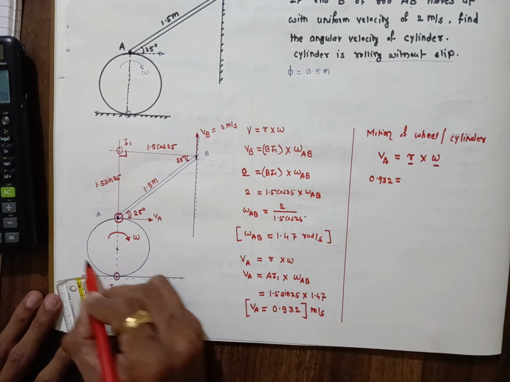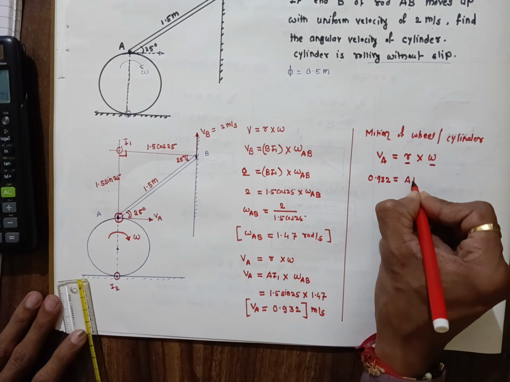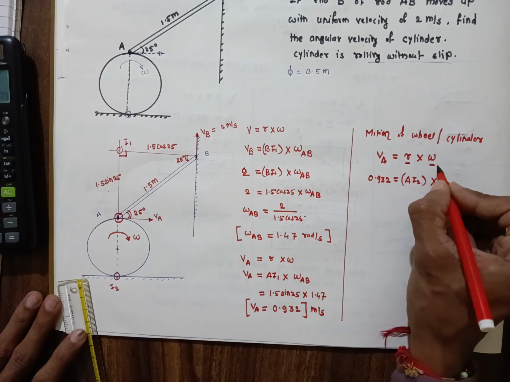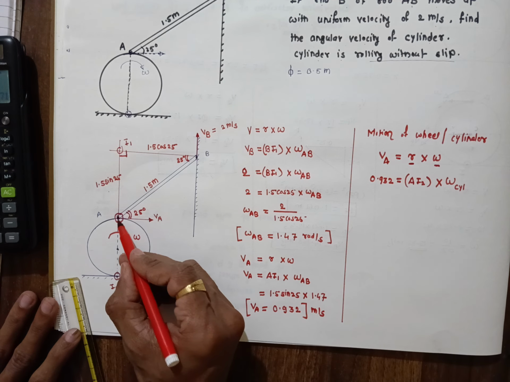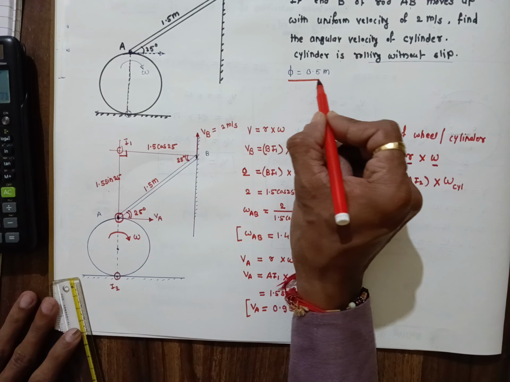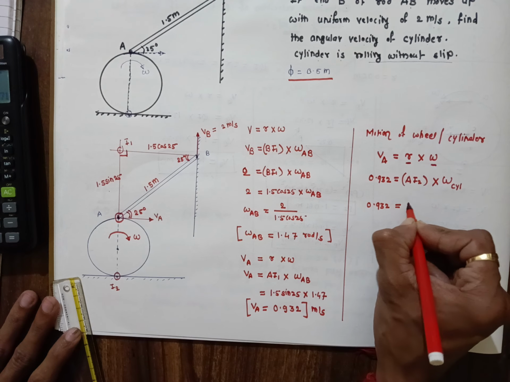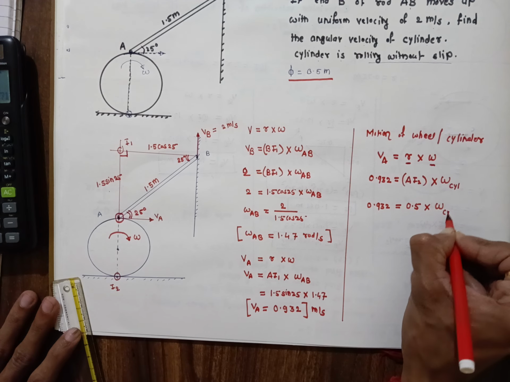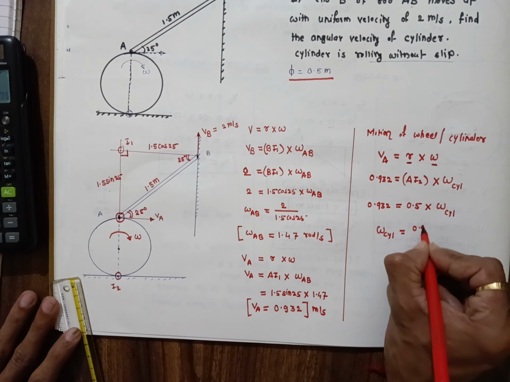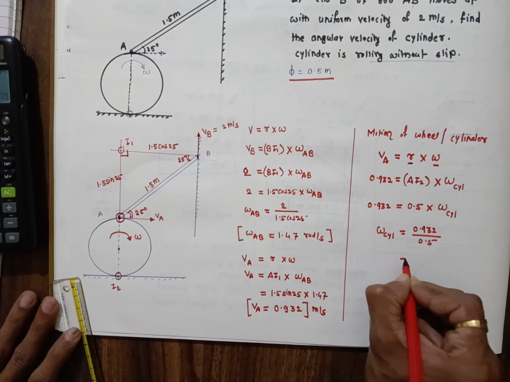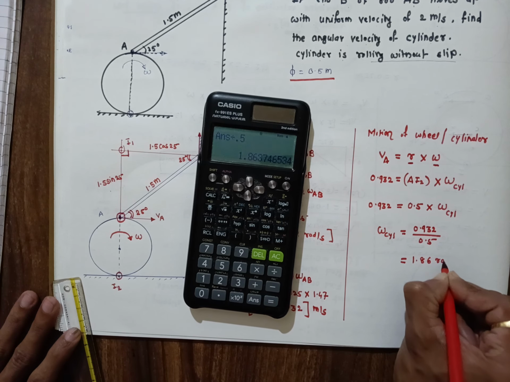Now as the point A is part of this wheel, we have to consider this as a radius. So distance AI2 is the radius, into omega for this cylinder. Now distance AI2 is nothing but the diameter. Here the diameter is already given, it is 0.5 meter. So this is 0.932 equals 0.5 into omega of the cylinder. From this we find the angular velocity of this cylinder, which is 0.932 divided by 0.5. So this is 1.86 radian per second.